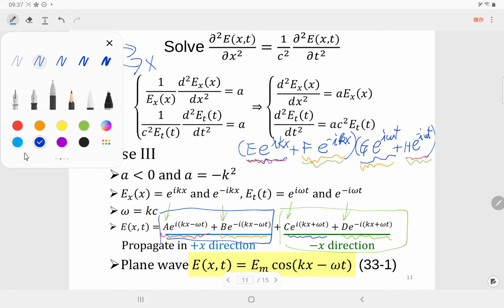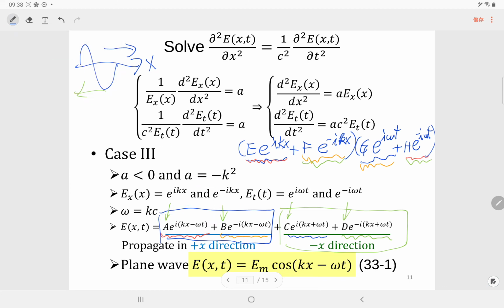So actually we will say that one wave propagates in positive x direction, and another wave propagates in negative x direction. So for simplicity, we can just consider one of them, which is enough. So in this case, maybe we can just ignore this one. So we only care about the wave propagating in positive x direction. And actually, this is a complex function.